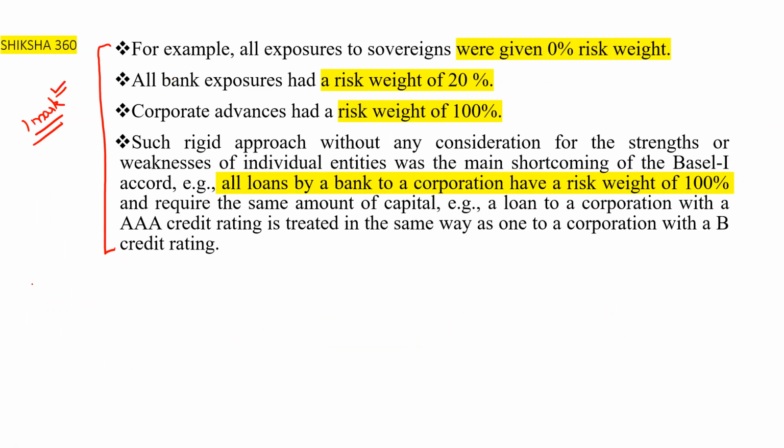Here, basically, what does the BASEL 1 norm say? Let's discuss a little bit. Say any customer is visiting the bank. Ashwin is visiting the bank for taking a housing loan. And one more person, Arun, is visiting the bank for the same housing loan.